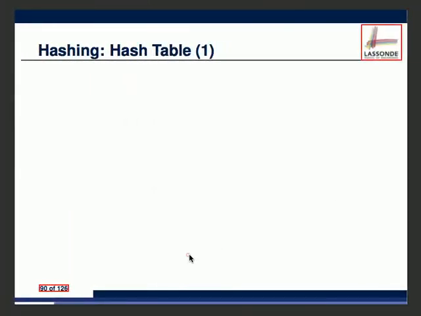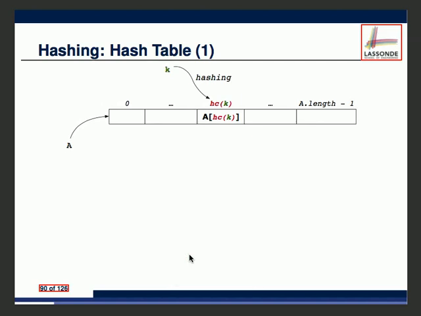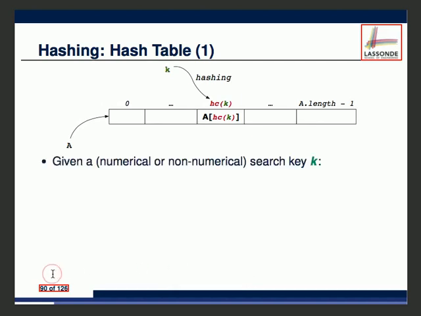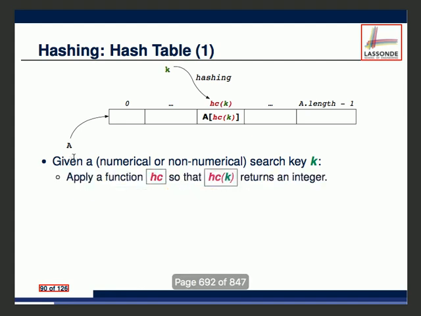So now you will see this table here, exactly what I illustrated. Let's go over that very quickly. Given some numerical or non-numerical key, you can see the key doesn't have to be an integer, you can apply some hash function, HC, and then HC applied to k is going to return an integer. The hash code function always returns an integer, always.